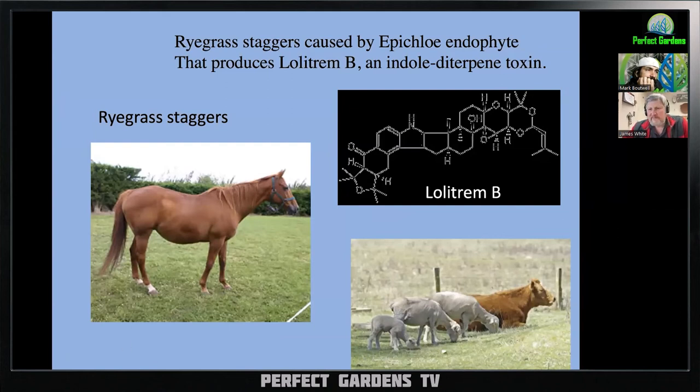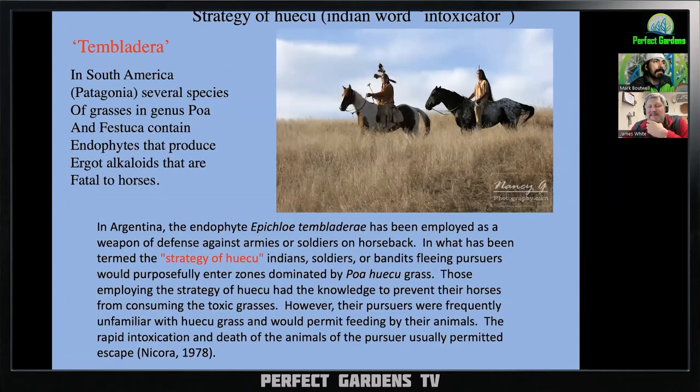I've heard that horses, if they get affected by it, they're never the same. What does that mean? I think some horses are like show horses and stuff like that. And once they get affected, it affects them nervous-wise. And then there's this, the tembladera.